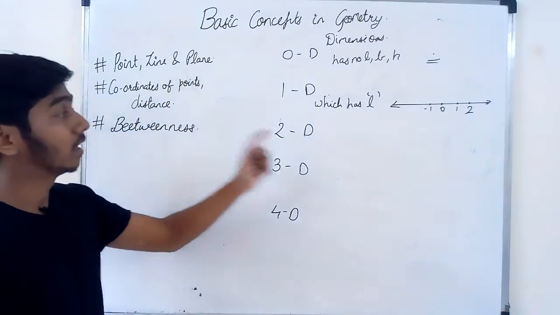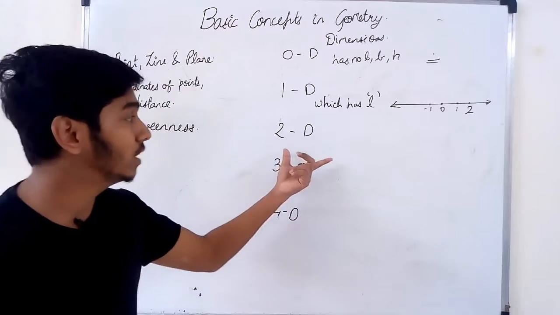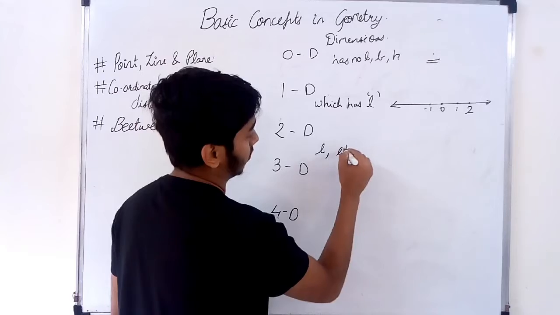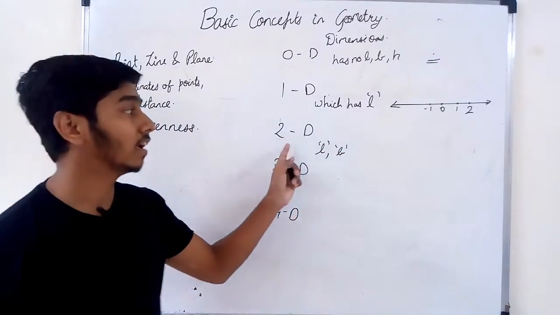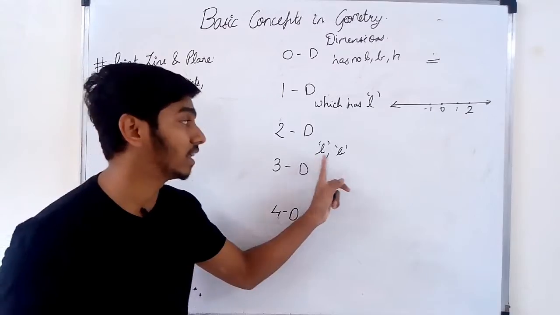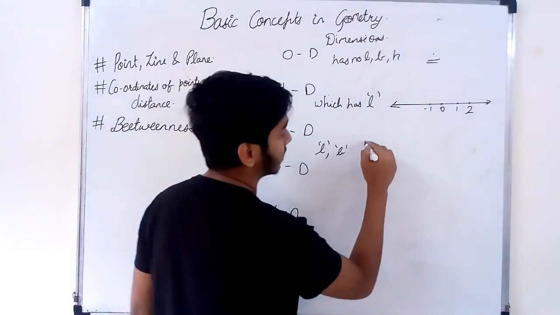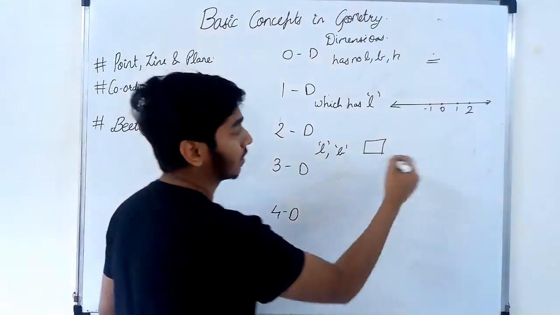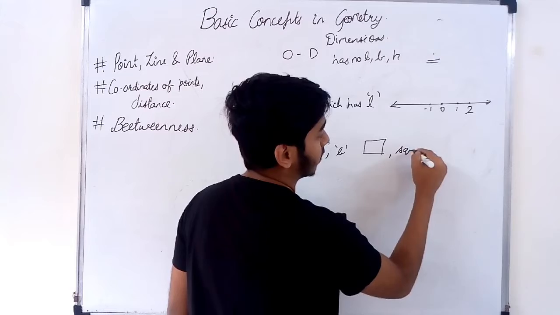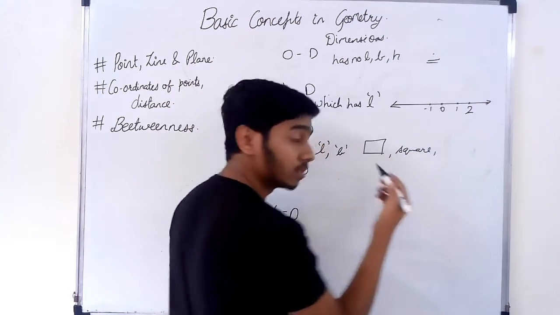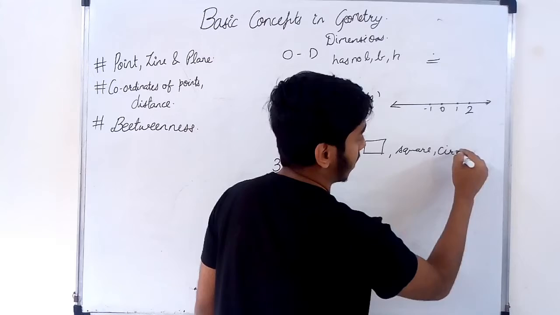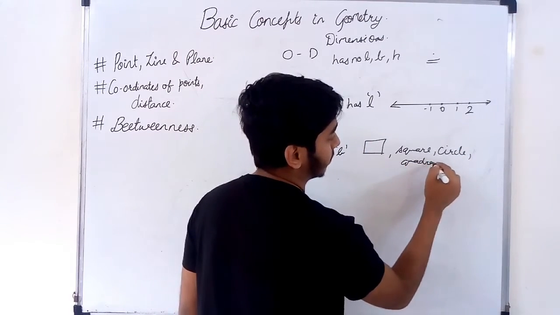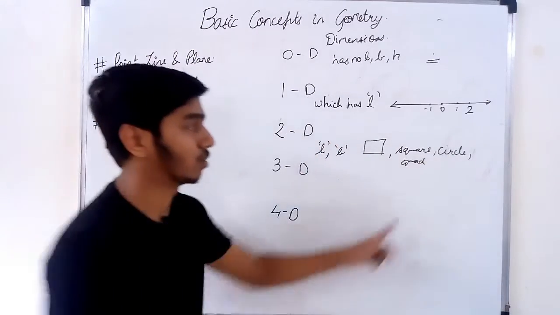Then coming to the third one, which is 2D. 2D is a figure which involves length and breadth. For example, we can say a rectangle or a square. We can give examples: rectangle, square, circle, and any type of quadrilateral. I've written this in short, quadrilateral.